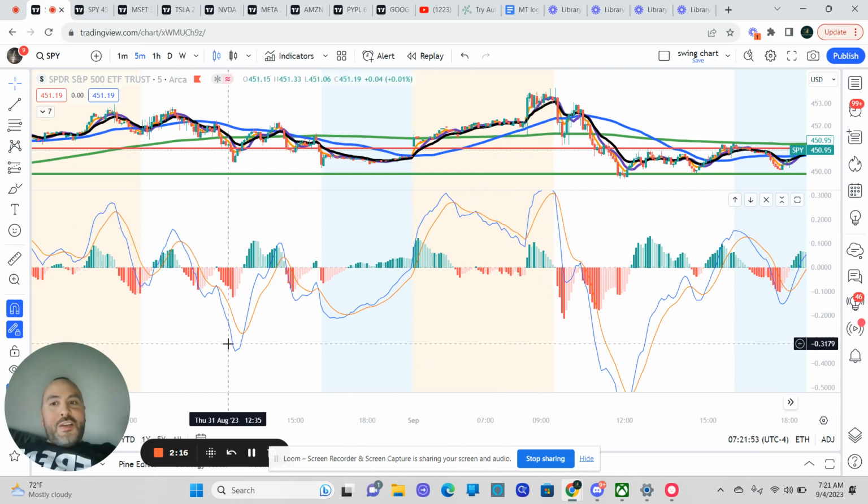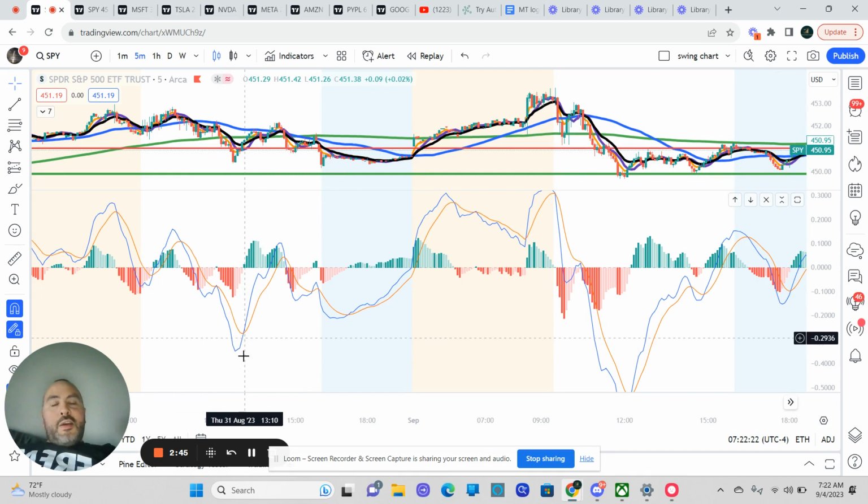Now, why do I say that? Look at where the curl is. So we're dropping here, right? Again, this is a 5 minute chart from Thursday. We're dropping here, and we stop dropping here, and we start to curl. And what happens to the price here? When we start to curl, the price goes up.